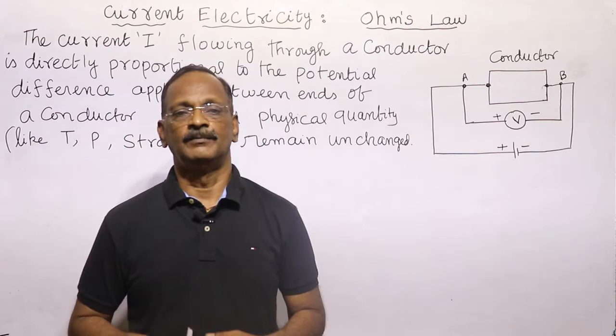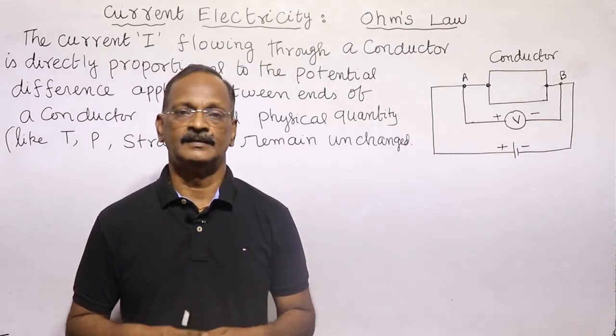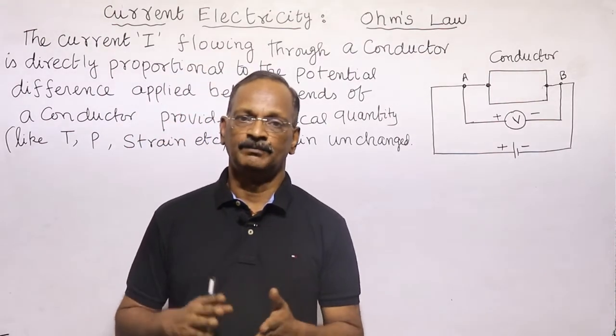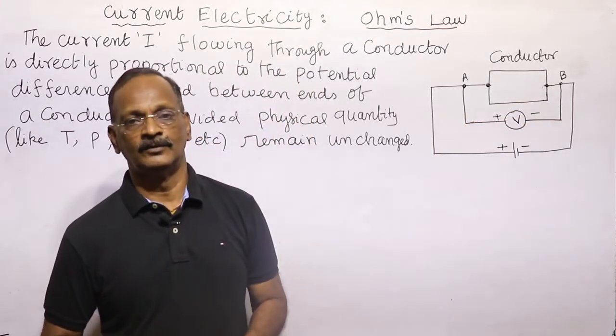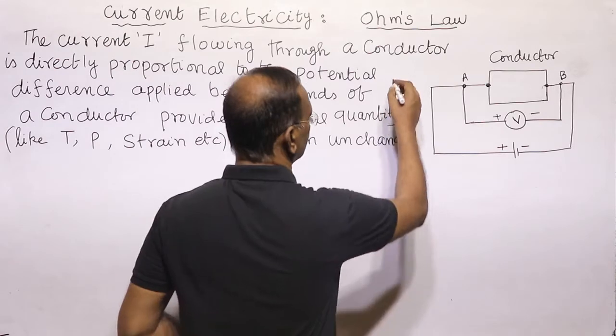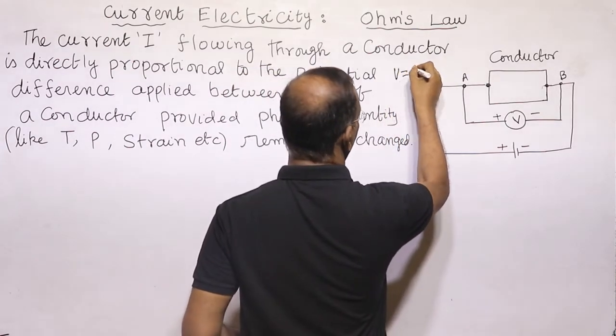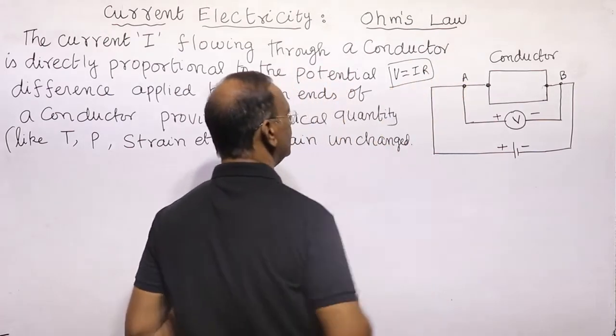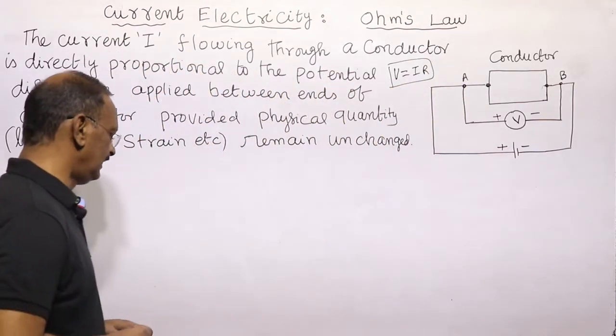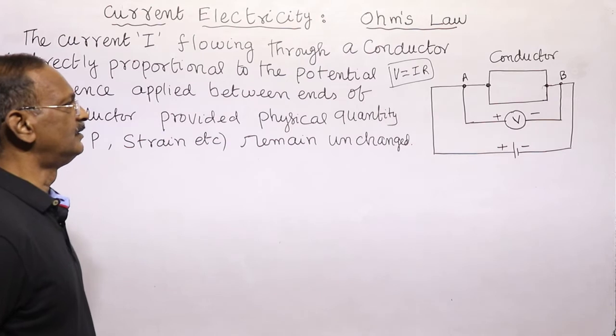In Ohm's law, we must have studied in the 10th class that the voltage applied across a conductor is equal to current into resistance. That is, V is equal to I into R. This we must have studied in 10th class. In extension to this, we are going to read this.